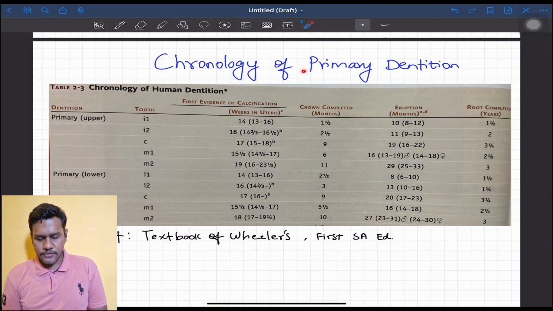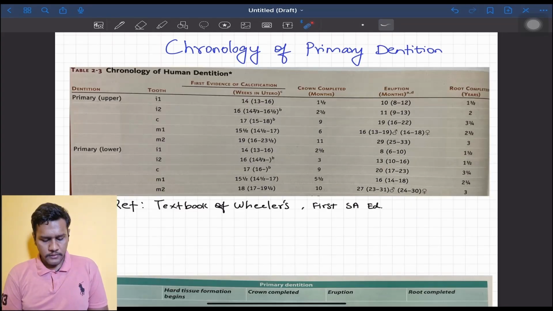Next, this is the actual chronology table, taken from Wheeler's textbook. I will quickly explain these terms. Let's see the dentition they have given, primary upper and primary lower, these are the teeth. Then the first evidence of calcification: the tooth bud will form a shape, it will attain the shape, and it will get calcium.